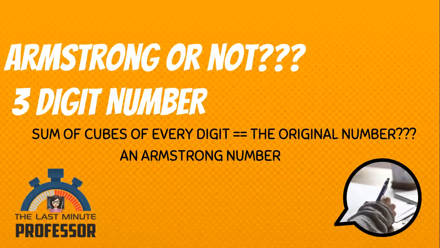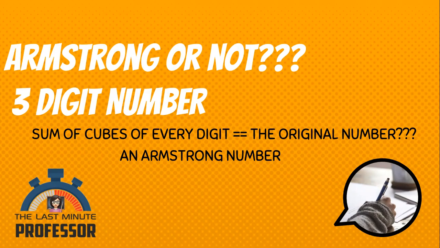Hi viewers, how to find whether a given three-digit number is Armstrong or not? Let us explore with the help of the last-minute professor. To tell it short and sweet, if the sum of cubes of every digit in the three-digit number is equal to the three-digit number itself, then we call it an Armstrong number.